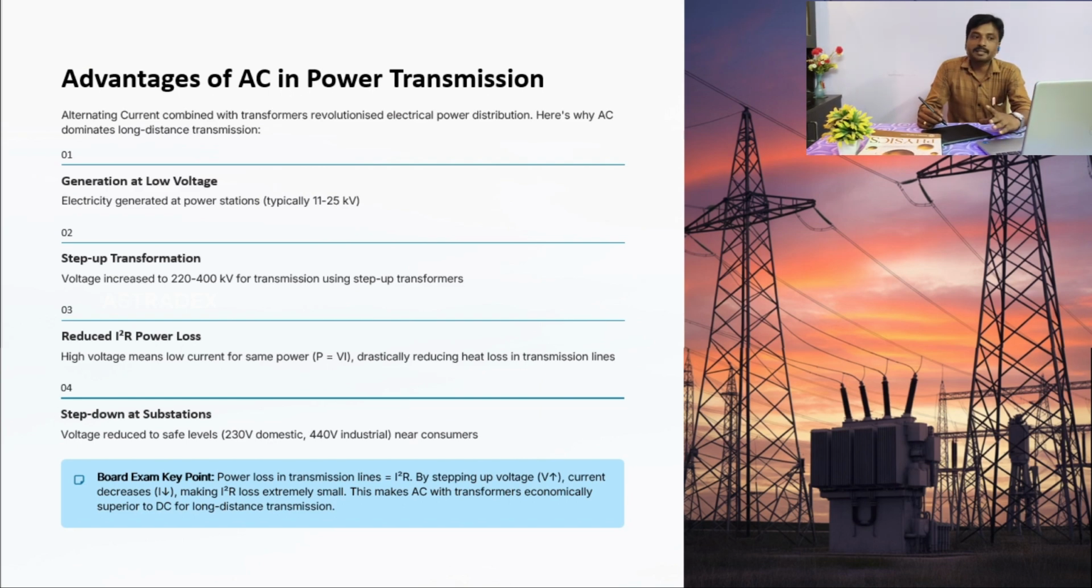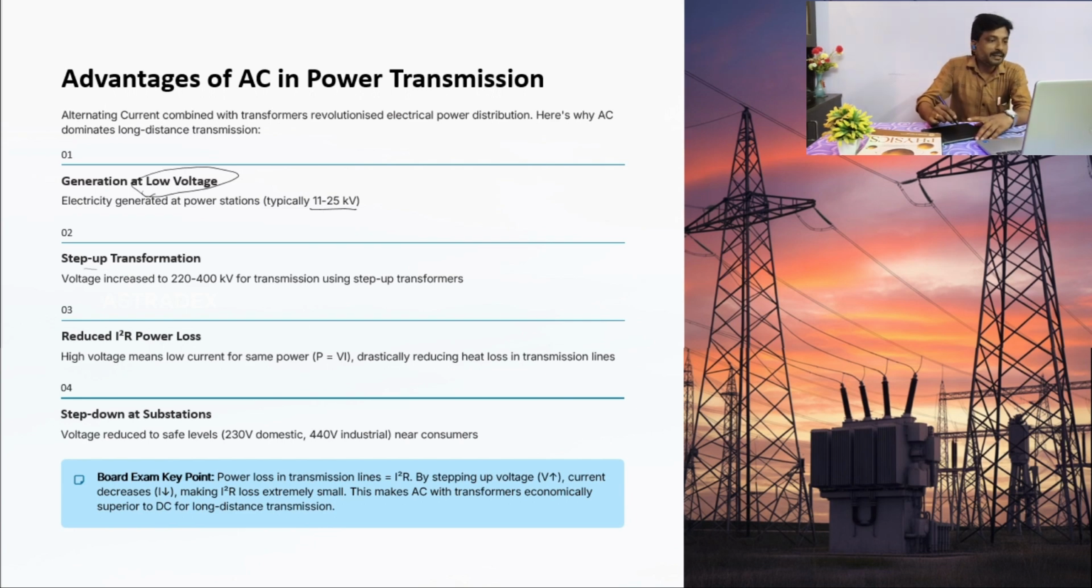advantages of AC in transmission. See, this is an important note. Why do we prefer AC to DC for long distance power transmission? Here, the AC can be generated at a low voltage. Okay, typically it can be produced at a voltage of 11 to 25 kilovolt.